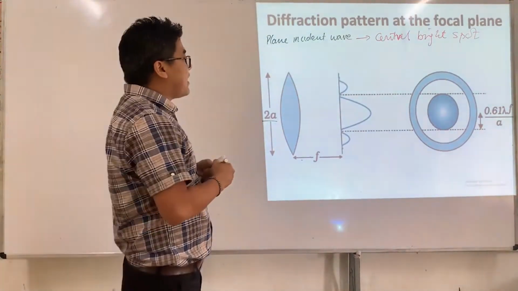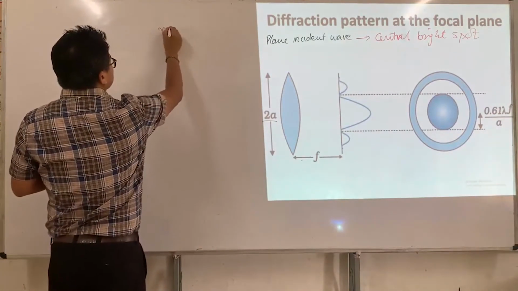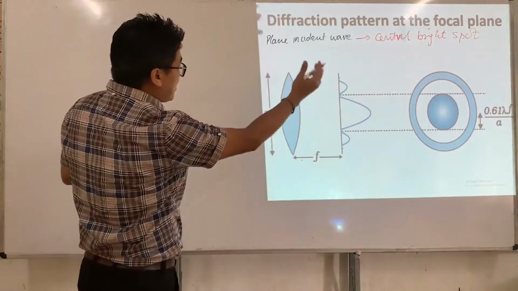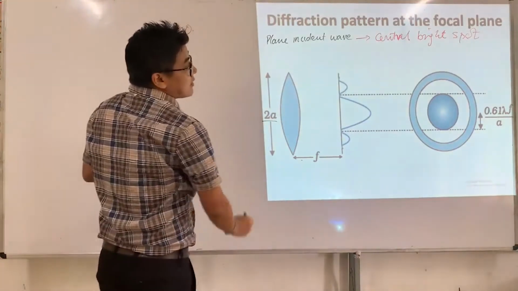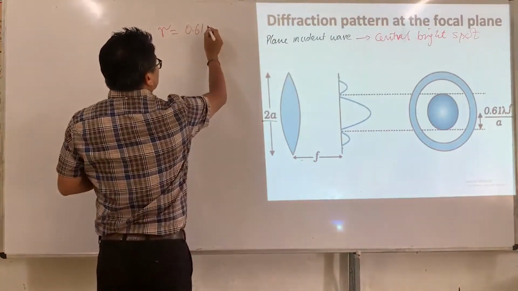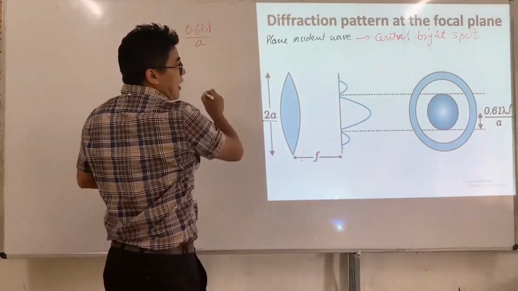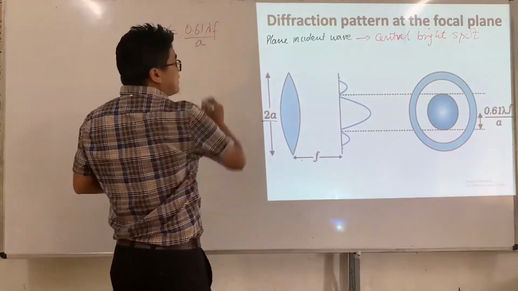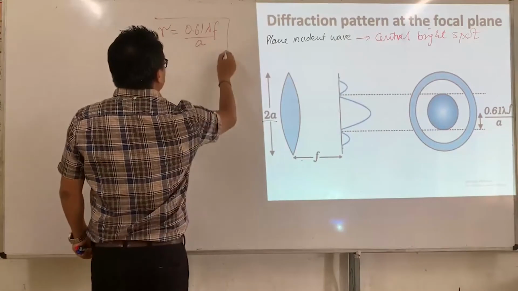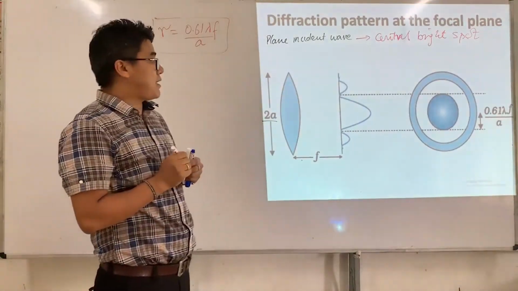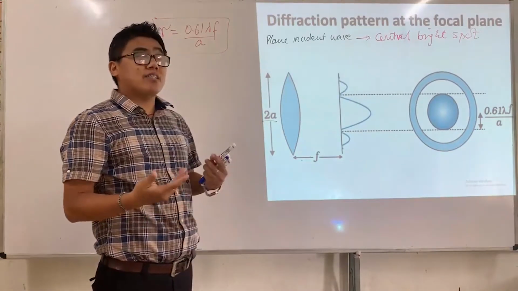And we know that the radius of this bright spot is given by 0.61 lambda divided by f. This is the radius of the diffraction pattern. And I told you that the bigger the radius is, the smaller the resolving power is, right?